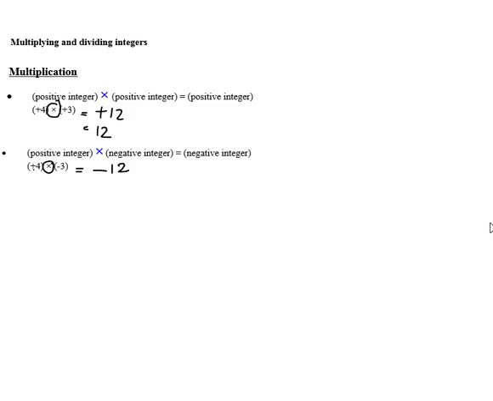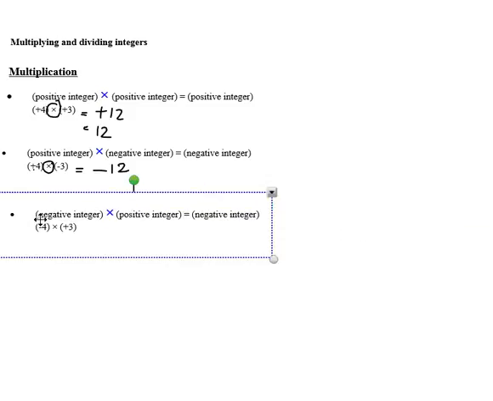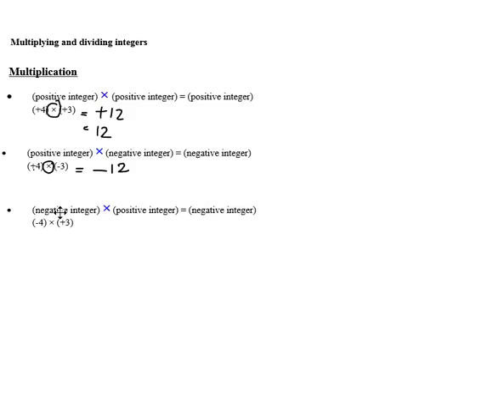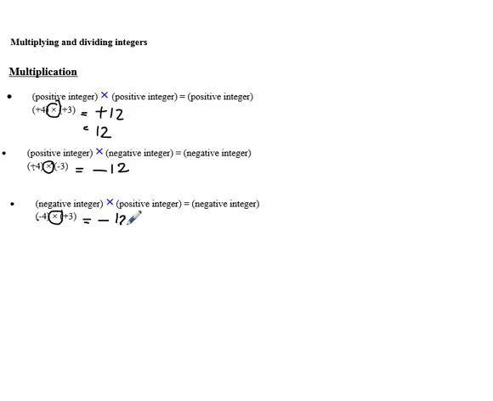A negative integer multiplied by a positive integer will result in a negative integer as the answer. The multiplication of a negative multiplied by a positive, my answer will be negative. 4 3s are 12.